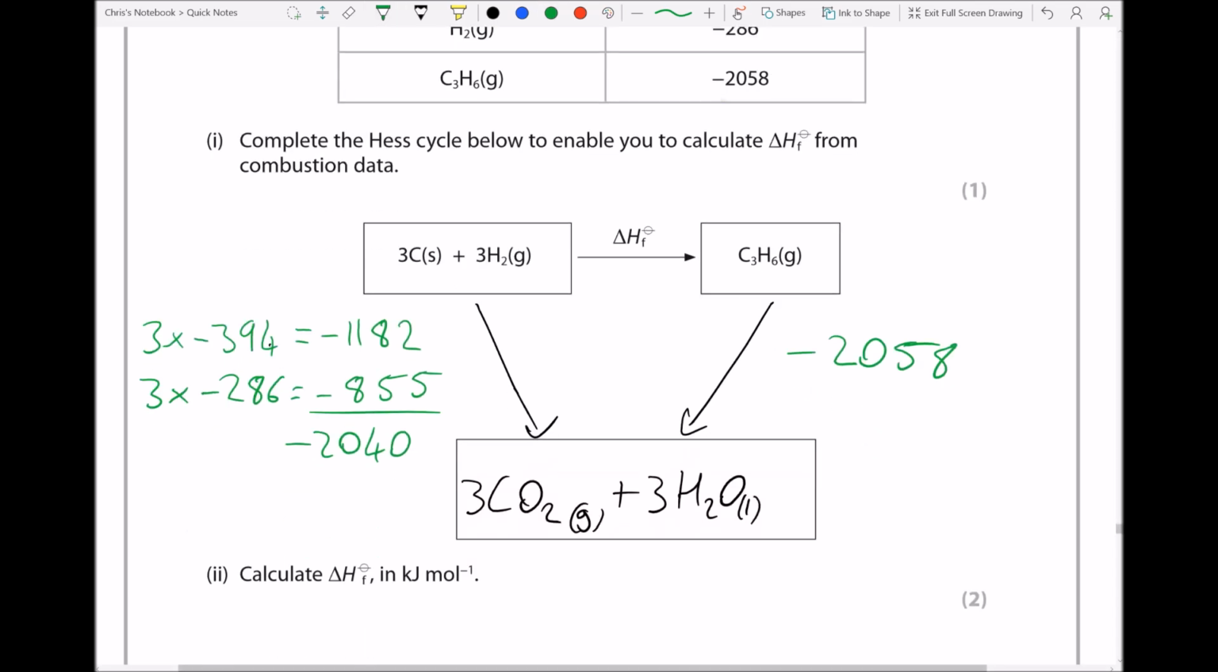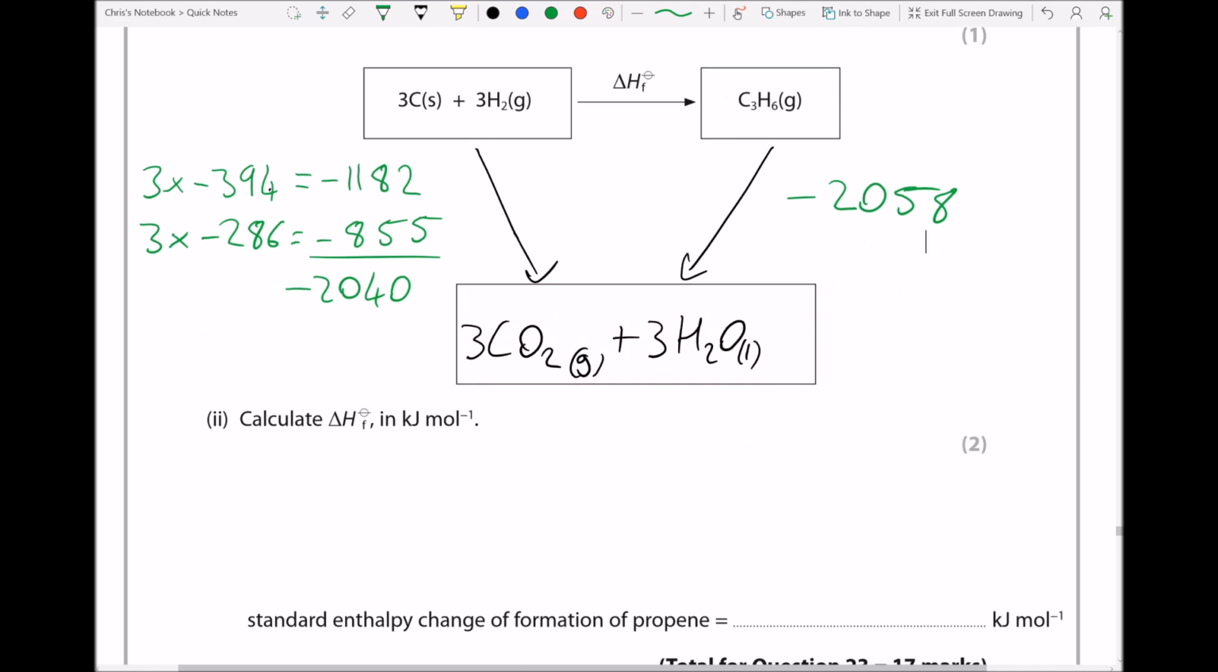Okay, so all we have to do is use the cycle to calculate the enthalpy of formation. Obviously we want to work out going from here to here. Imagine a bit like a roadblock, so we can't go that way, so we need to go down here and up here to get to this product here. So when we go with the arrow, we keep the sign the same. So that's just going to be minus 2040. We go against the arrow, we change the sign, flip that sign to a positive. So we're going against the arrow to get back up here. Plus 2058. Okay, so add all that up and we should get plus 18.